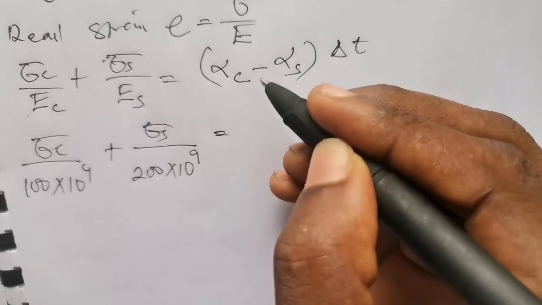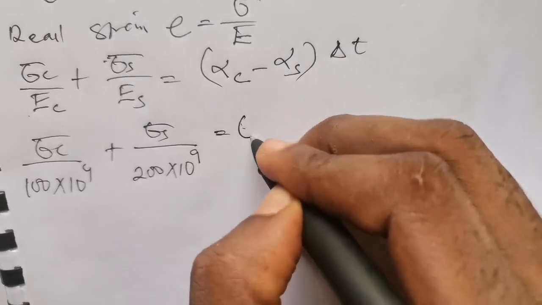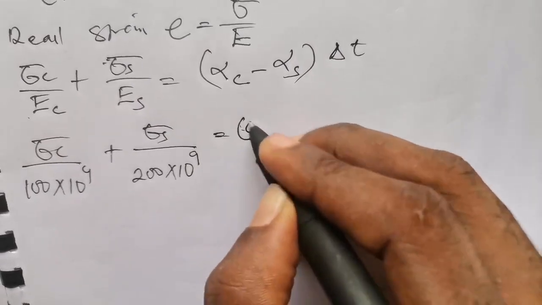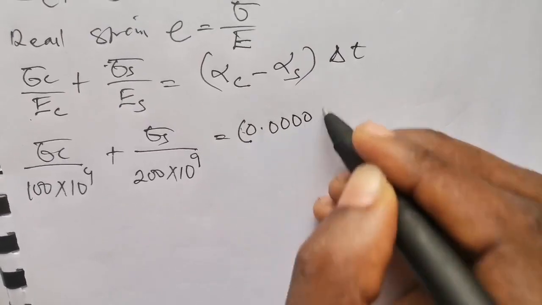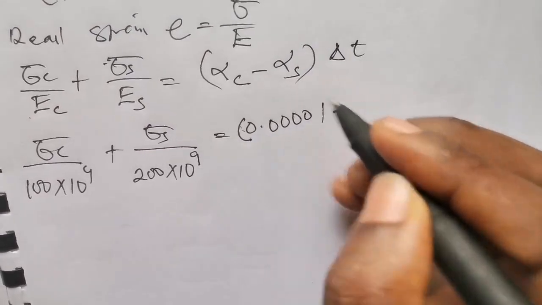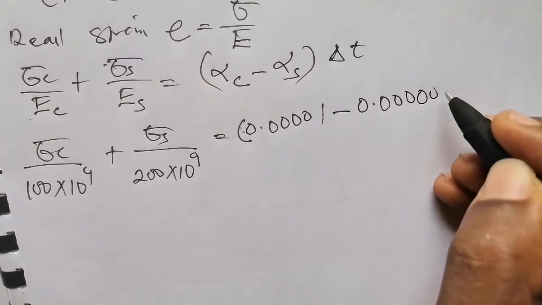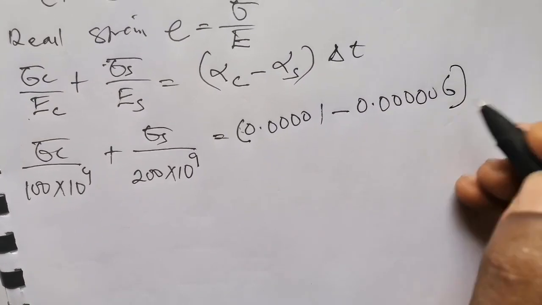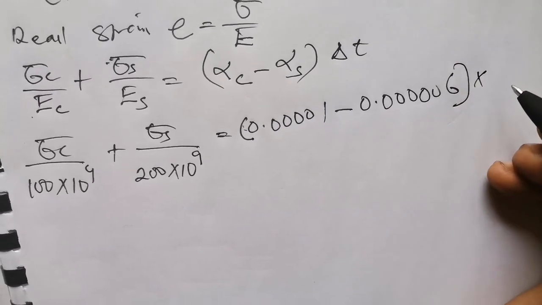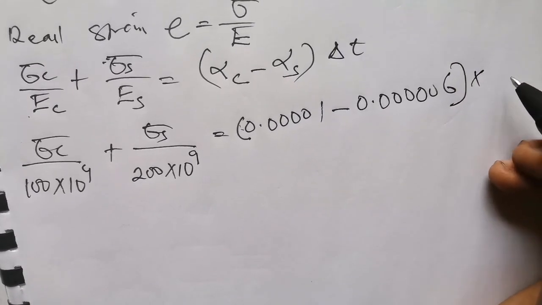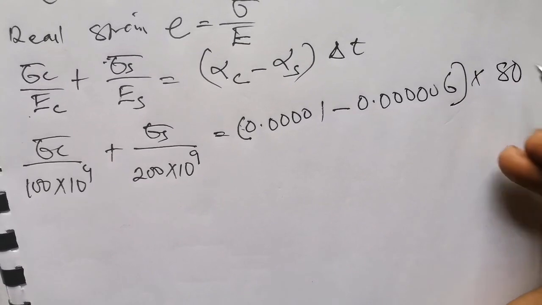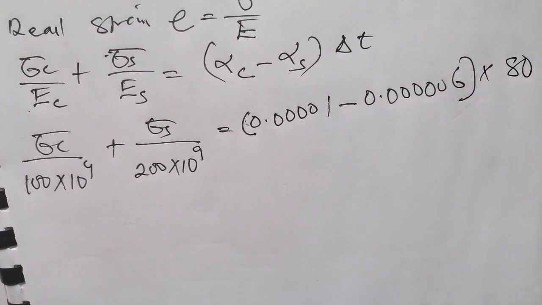Thermal expansivity of copper we know already was given as 0.00001, minus thermal expansivity of steel, which was given as 0.000006, times the change in temperature. We did that earlier and we had 80 degrees Celsius. So multiply by 80 degrees Celsius.